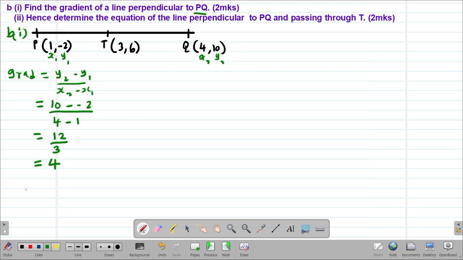Then we move to Roman 2 of the question, whereby you are being told to hence. So hence means that we use the result that we have gotten in A. Therefore, we need to use this particular gradient. Hence, determine the equation of the line perpendicular to the line PQ and passing through the point T. So we are having another line which is perpendicular to PQ but through the point T. So we have a perpendicular line through this particular point.